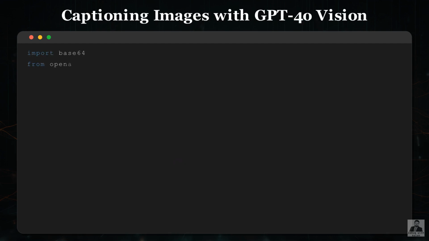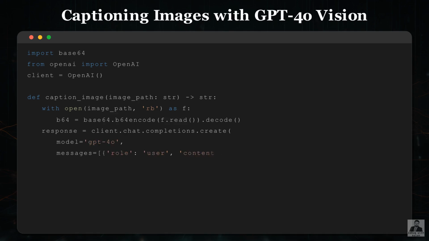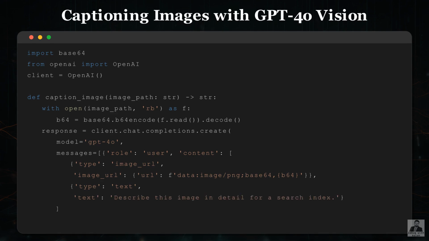To caption each image, we encode it as a base 64 string and pass it to GPT-4o alongside a prompt asking for a detailed description suitable for a search index. The model describes the content, layout, labels, and any data visible in the image. A bar chart caption might read: bar chart showing quarterly revenue for 2024 with Q3 reaching 4.2 million, the highest of the year. That description is then embedded and stored in Chroma.